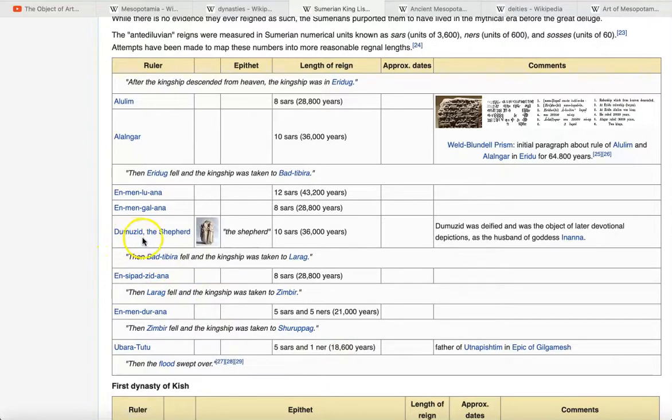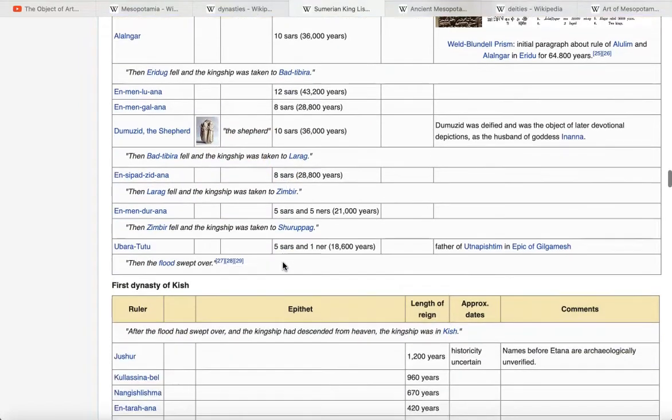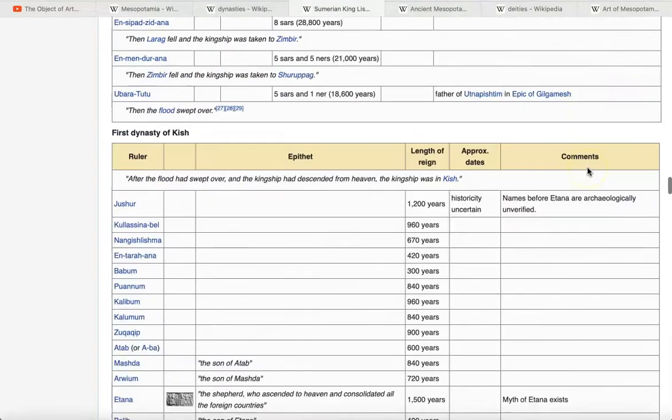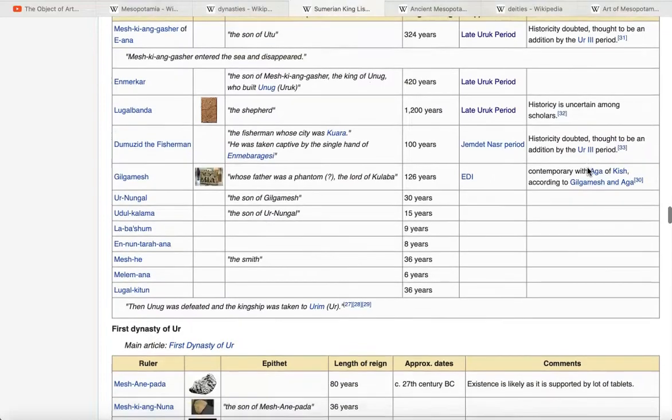Dumuzid, the shepherd, is the one that I'm particularly interested in. But again, I might talk about him in the context of her, Inanna, in later videos. So that's your heads up for that.